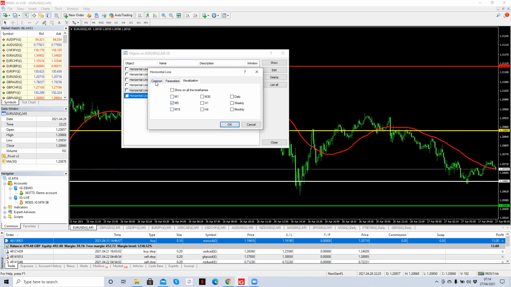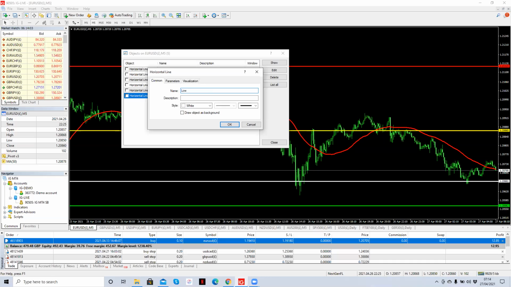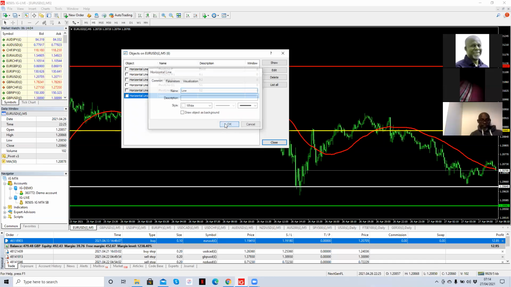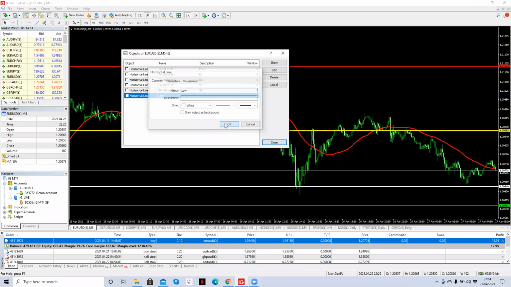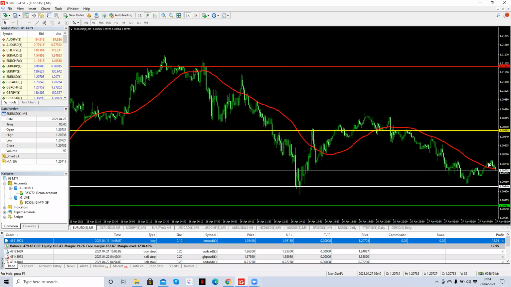I only want to see it in the 5-minute time frame. Okay, and that's the low. And then the high will be one of the candlesticks. The high there is 1.2075.